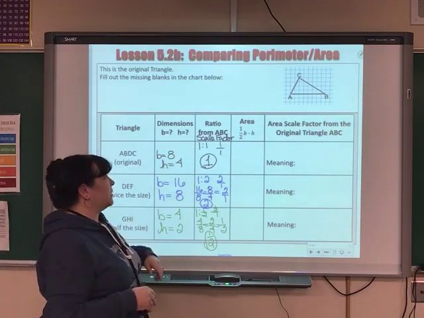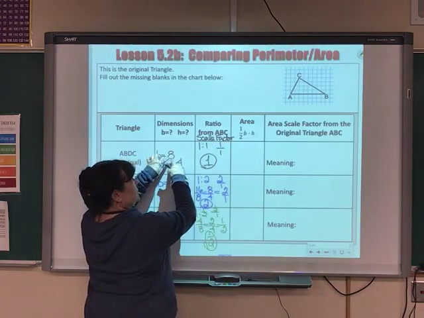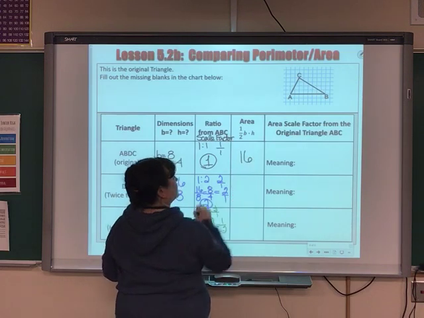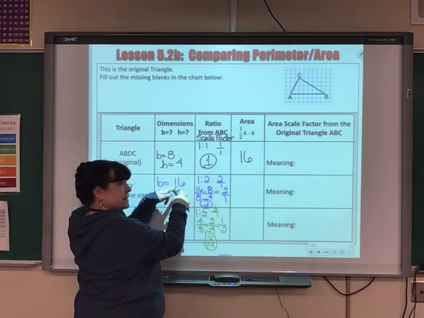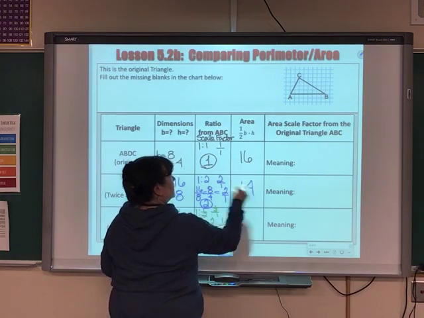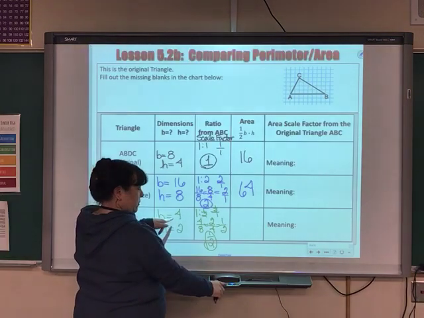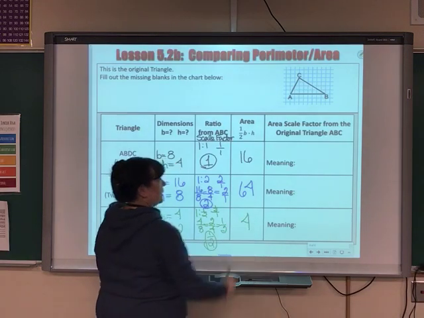So if I were to find the area, I would simply say half the base is 4, times the height of 4, and I'm going to get 16. Here, half the base is 8, times the height, and I'm going to get 64. Half the base is 2, times the height of 2, and I'm going to get 4.